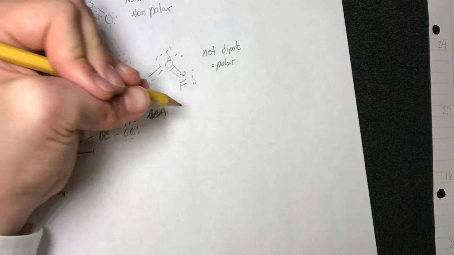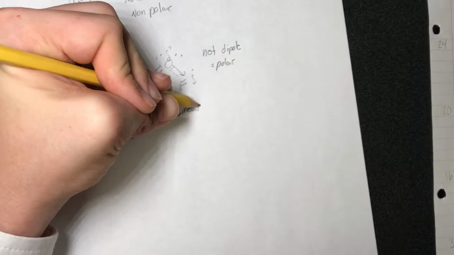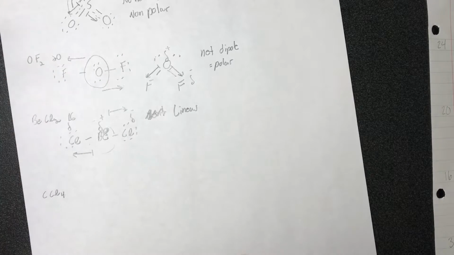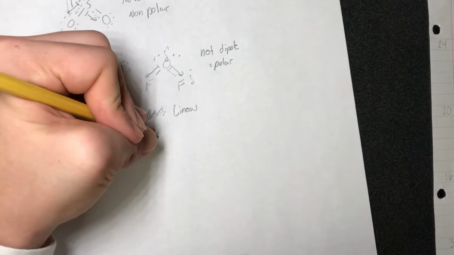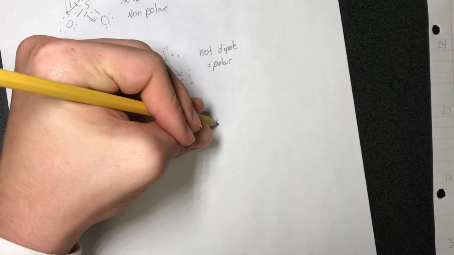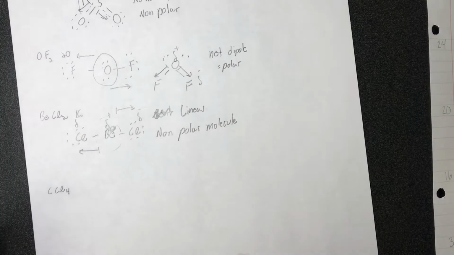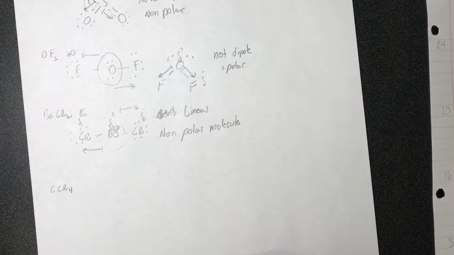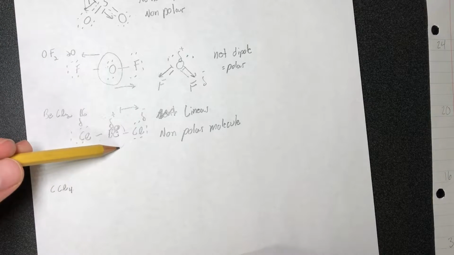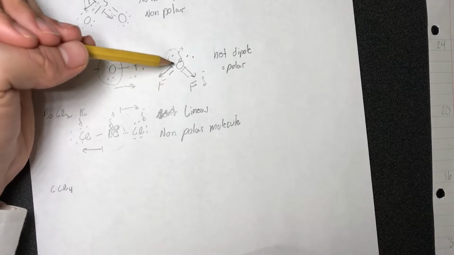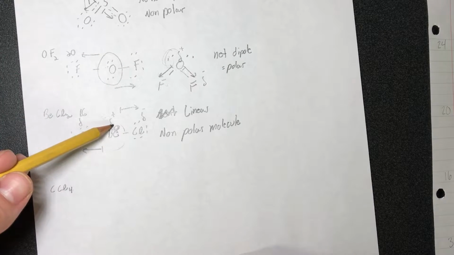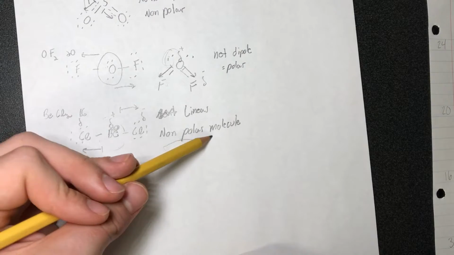Oh, not bent, my bad. Linear. So both these bond angles are 180 degrees, and the dipoles cancel. So this is going to be a non-polar molecule. So once again, watch that common misconception to draw these Lewis structures wrong. You need to watch the non-bonding domains and how they affect the atoms. Because as we can see, if there aren't non-bonding domains, it leads to a non-polar molecule.